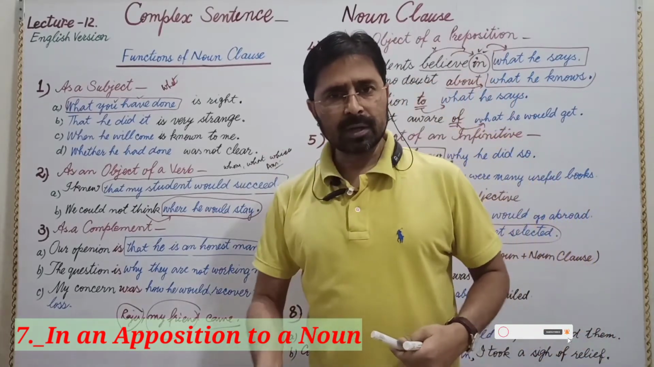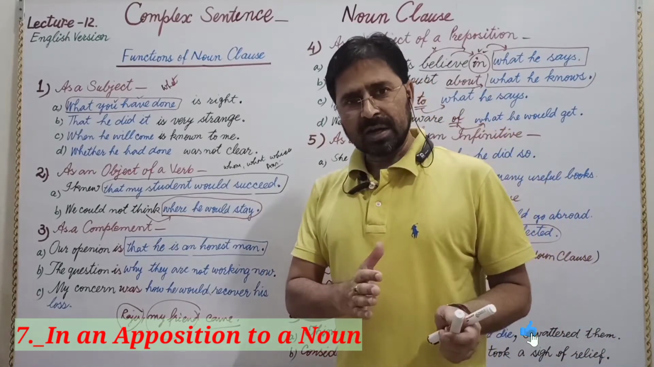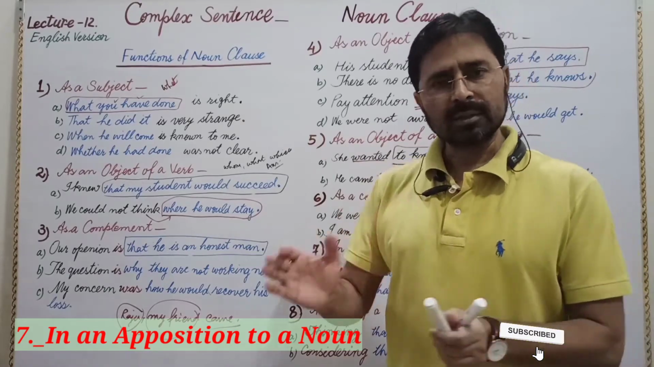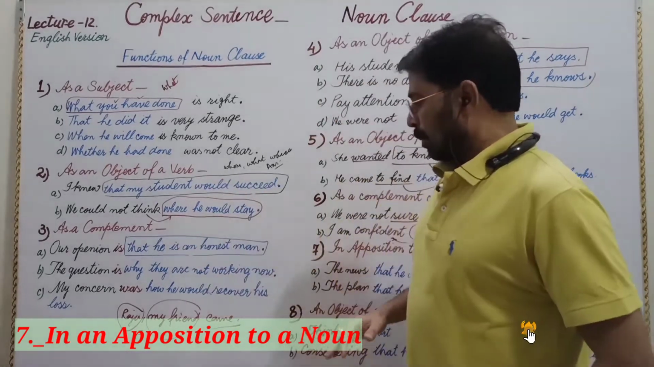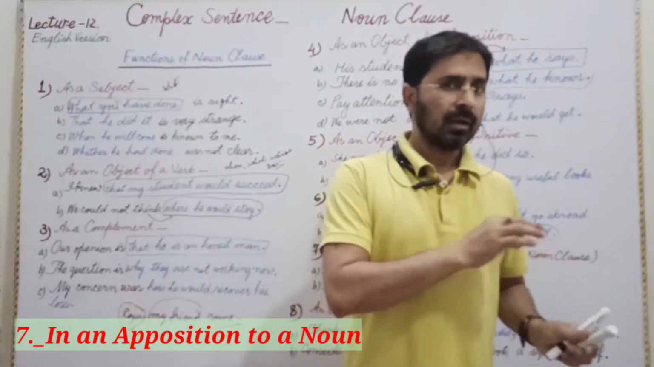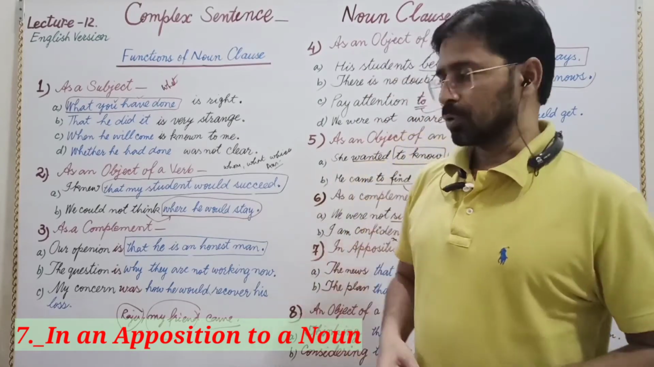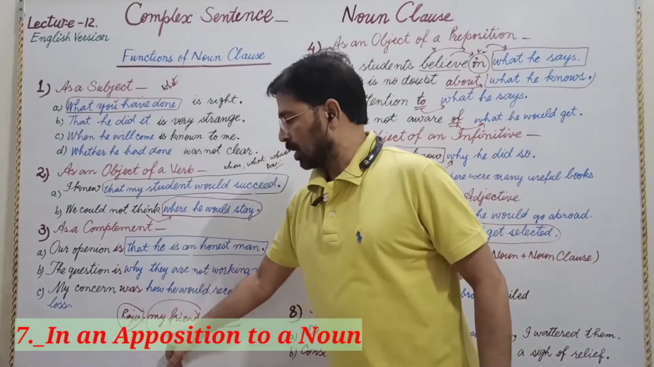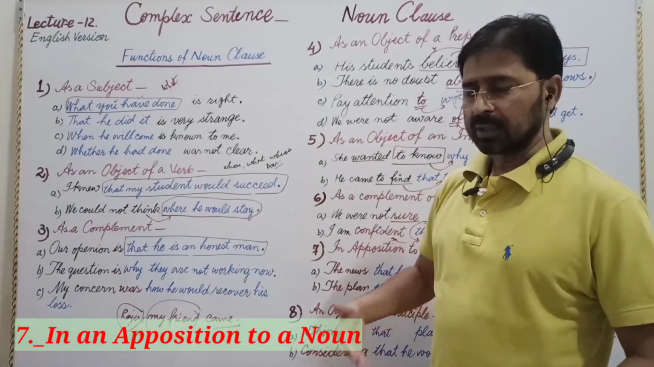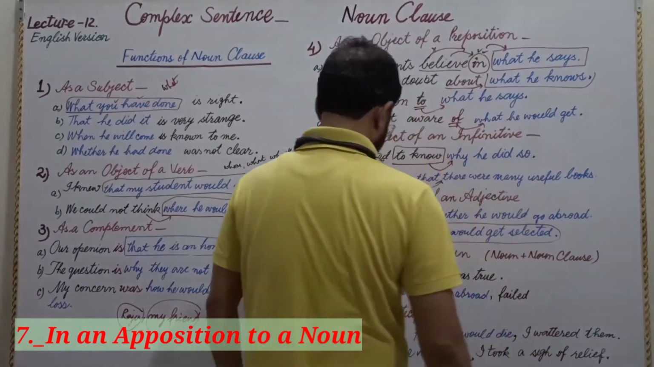I met my friend, comma, the son of principal. Then my friend and the son of principal are purely noun, and the son of principal is a noun phrase. But we will place subject and predicate in the part that I say case in apposition. This combination is called case in apposition, and we will place a noun, and subject and predicate here, and we will turn it into a clause.